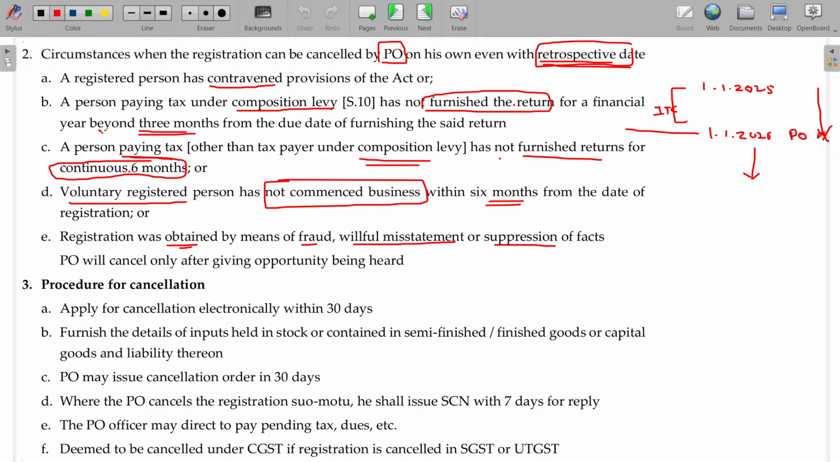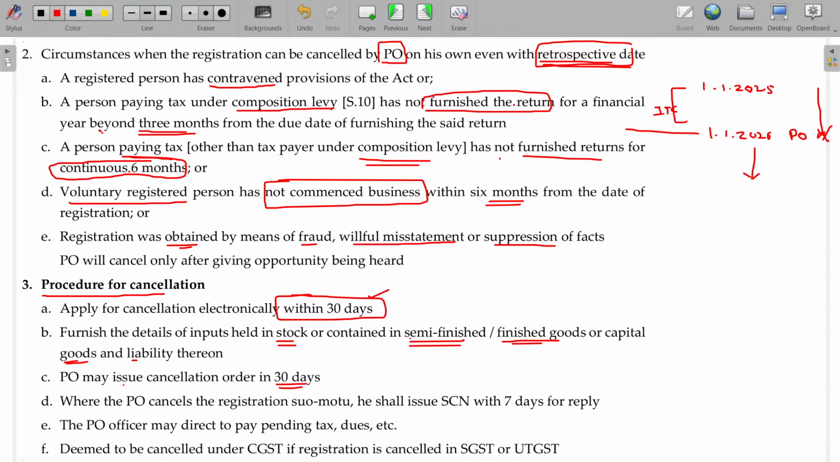Right. Now, how can you go for the cancellation, sir? The procedure for cancellation. Apply for cancellation electronically within 30 days from the date you stop consuming, and furnish the details of inputs held in stock, contained in semi-finished, finished goods or capital goods, and the liability thereon. So you have to give this detail. Apply within 30 days and give this detail. The PO may cancel in 30 days.